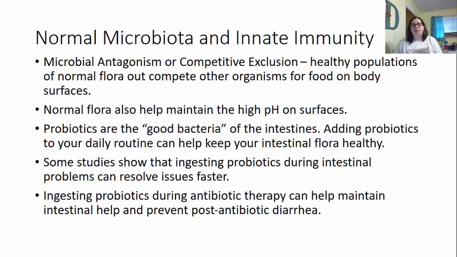Another thing that's part of that first line, or the innate immunity, is the normal microbiota. Microbial antagonism or competitive exclusion. This is where healthy populations of normal flora can outcompete other organisms for food on your body surfaces. This allows them to be able to take over and be more prominent and make the pathogens have a harder time growing. The normal flora also can help maintain the high pHs on the surface, and probiotics are good bacteria of the intestines. Adding probiotics to your daily routine can help keep your intestinal flora healthy.